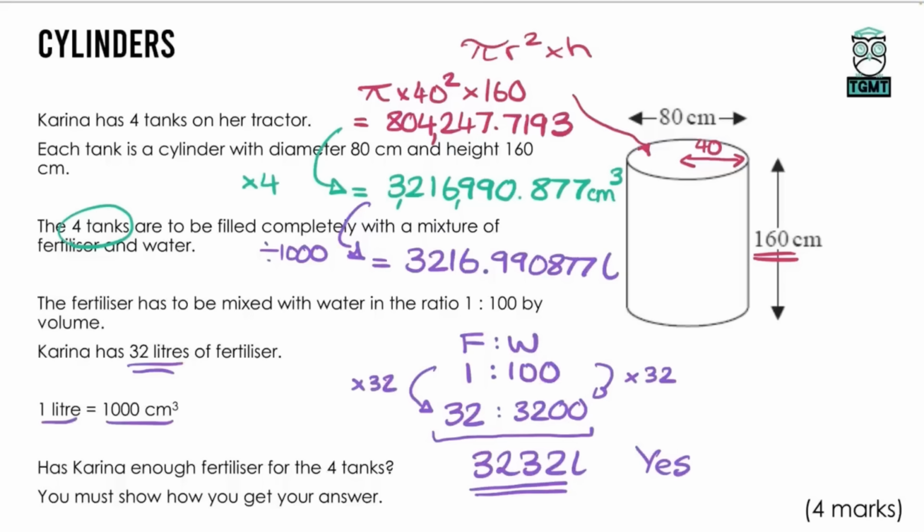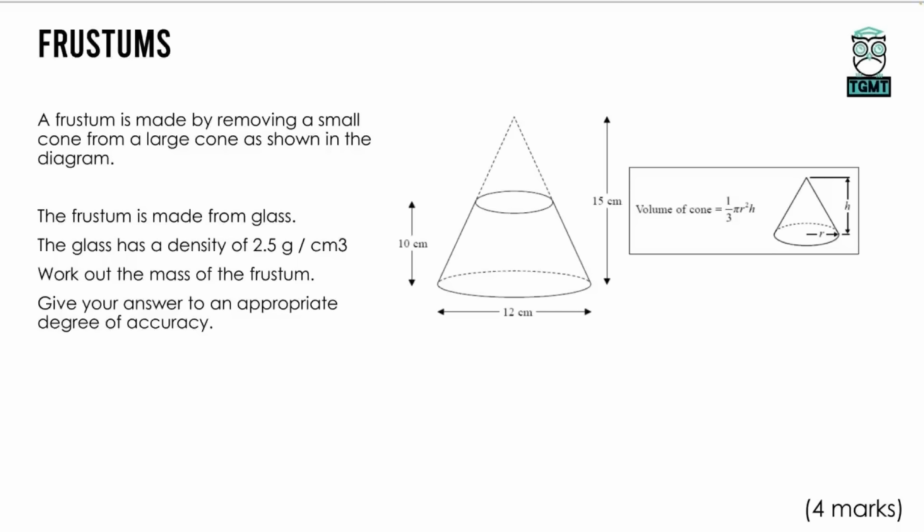Okay, so in this question we're looking at some frustums. Now a frustum is made by removing a small cone from a large cone, and that is actually what we're told in the start of this question as well. You can see that in the diagram. But it says here the frustum is made from glass, and the glass has a density of 2.5 grams per centimetre cubed. Work out the mass of the frustum and give your answer to an appropriate degree of accuracy.